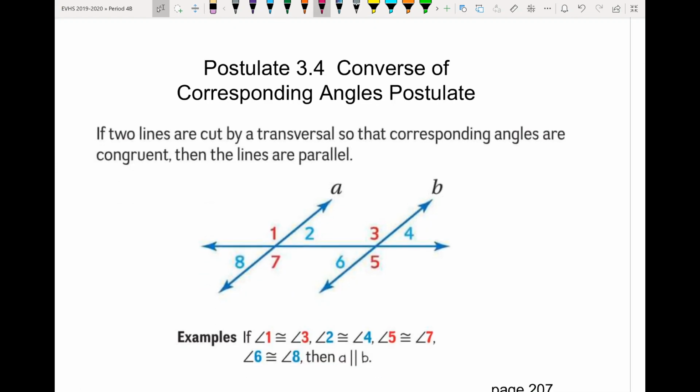Notice how this one starts out. It says, if two lines are cut by a transversal, it does not give any sort of assumption about those two lines, just that I have two lines cut by a transversal. Also, I'm assuming the corresponding angles are congruent. So I've got A and B cut by transversal, unlabeled here, let's just call it L. And 1 and 3 are congruent angles. That is sufficient evidence for me to prove that the lines A and B are parallel.